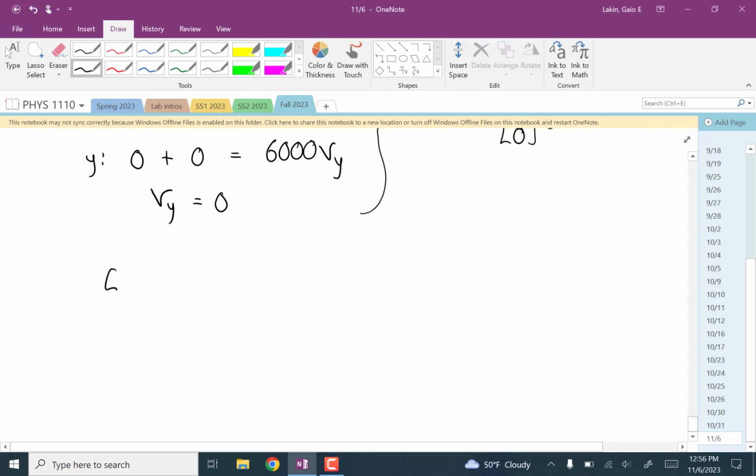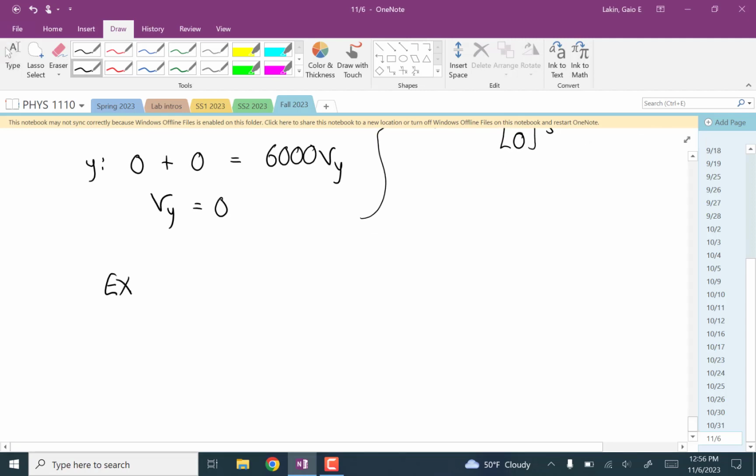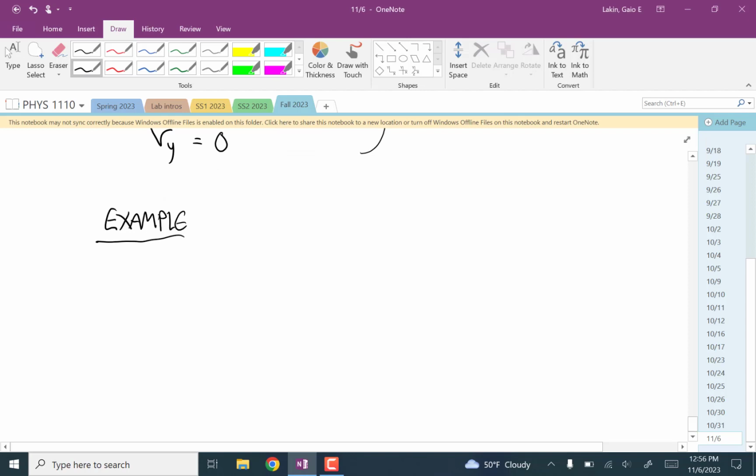Okay, let's think about another example. Let's say that you have a ball that's moving horizontally at the instant that a kid catches it, and it's moving horizontally at 5 meters per second. And the kid that catches it is on a skateboard.